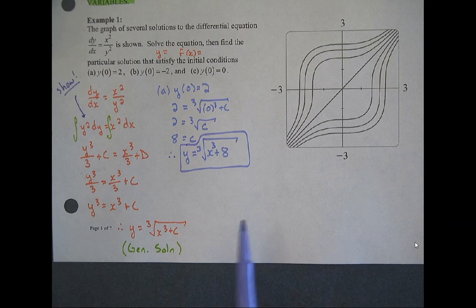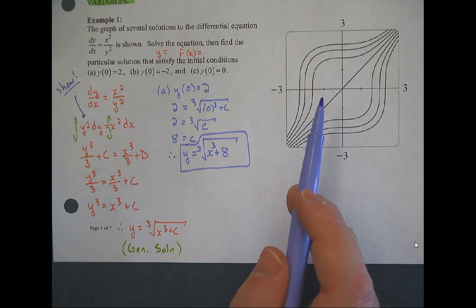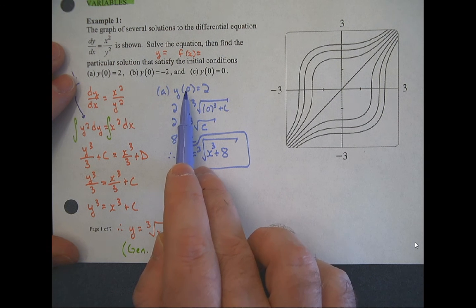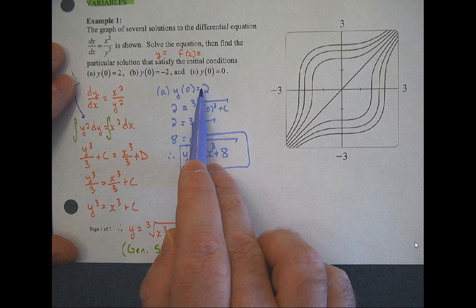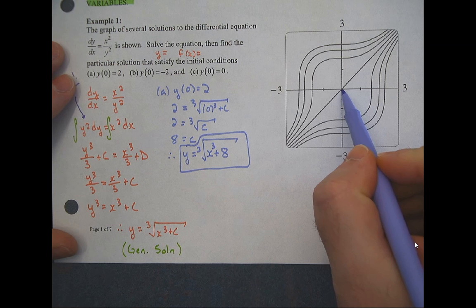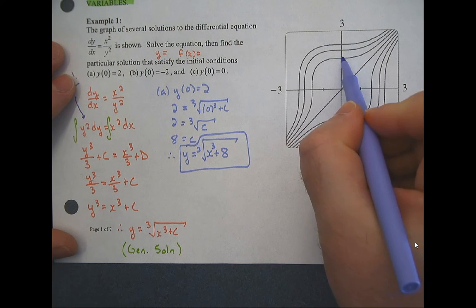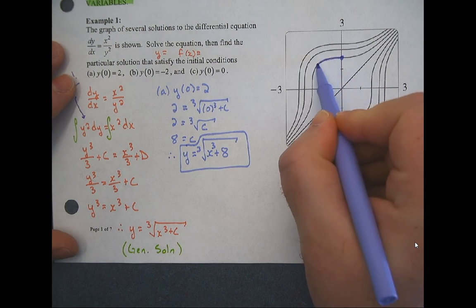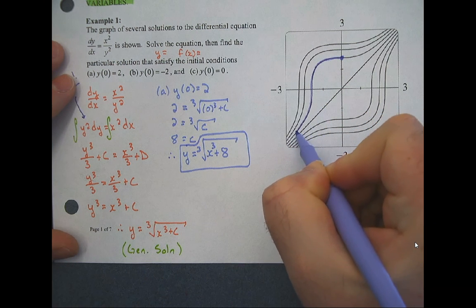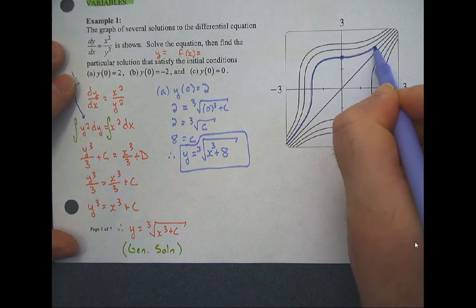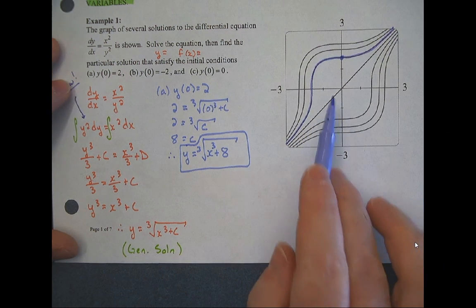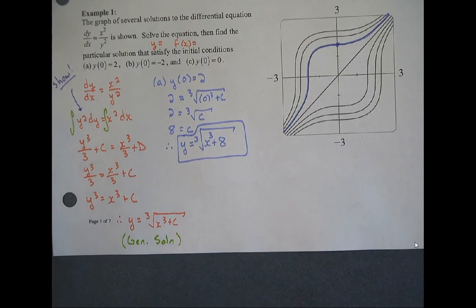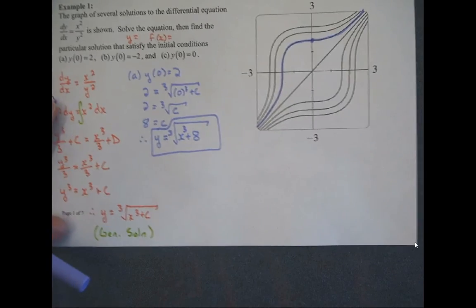All right, so now let's tie this into this graph over here. What was our initial condition? That our function had an x value of 0 and a y value of 2. Well, if I go over here to the x value of 0 and track up to the y value of 2, that means this particular solution has the initial condition of y of 0 equals 2. And watch what happens. I'm going to actually graph this function on my calc.